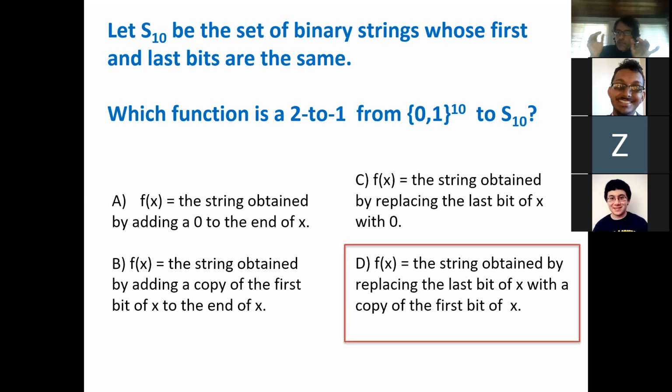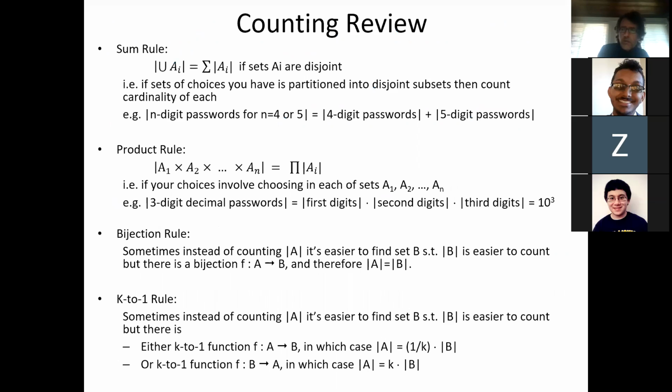Easy to see why, because it kills off the last bit. So whether this bit was 0 or it was 1, the value is still the same, and there are no other possibilities, right? So therefore it was a 2 to 1 function. It is not maybe the most natural way to count these things. The previous one was faster, but it is still a good one.